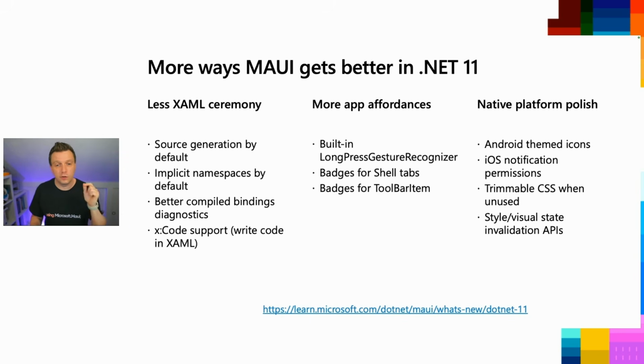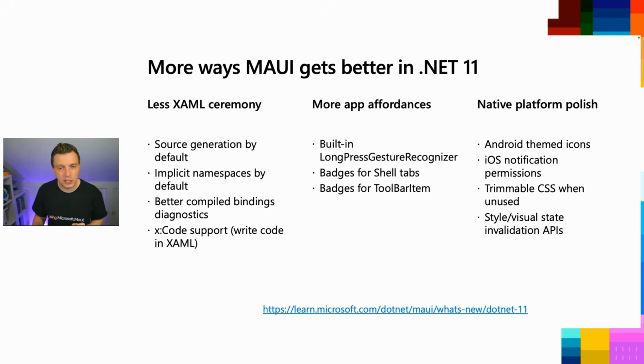Source generation by default, implicit namespaces by default, better compiled bindings diagnostics, right? Those are always a little bit harder to track as well. Diagnostics are going to be better. Xcode support, which means writing code in your XAML. Some people have requested that for a long, long time, so definitely go check that out as well.